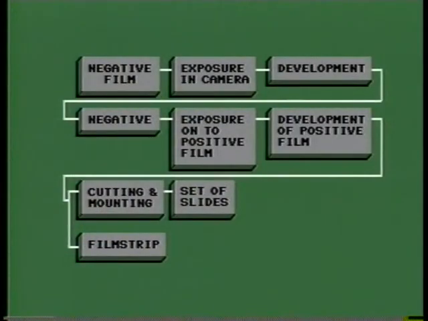For black and white slides and film strips, we start with the negative film, which is exposed in camera and developed in the darkroom. The negative is then ready, which is exposed on the positive film. Positive is developed, and on cutting and mounting, we get a series of slides, otherwise film strips.